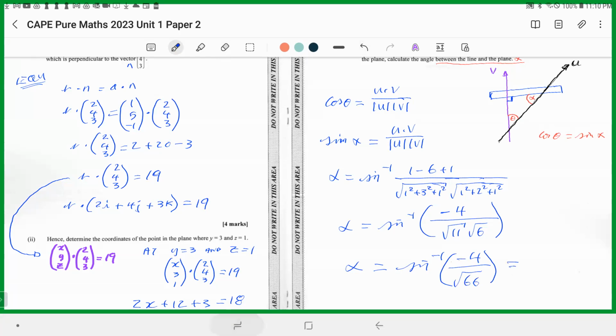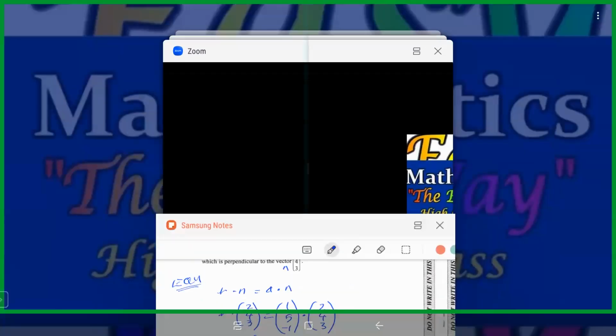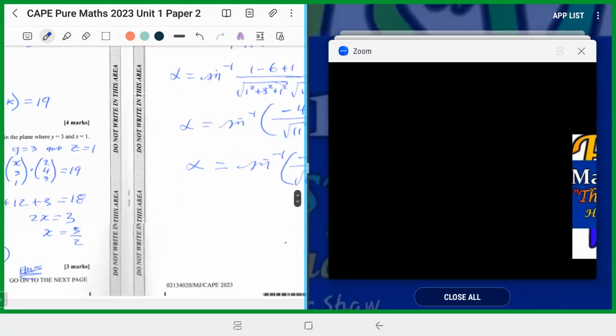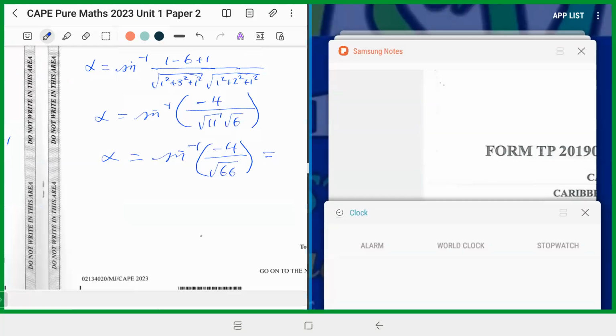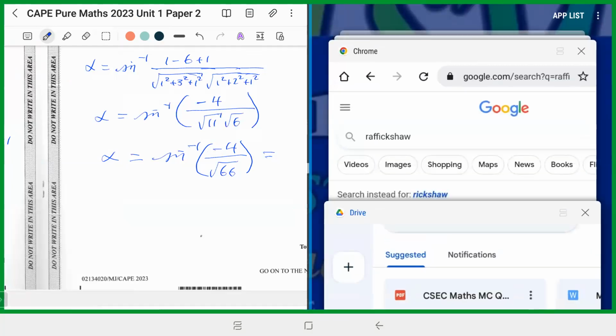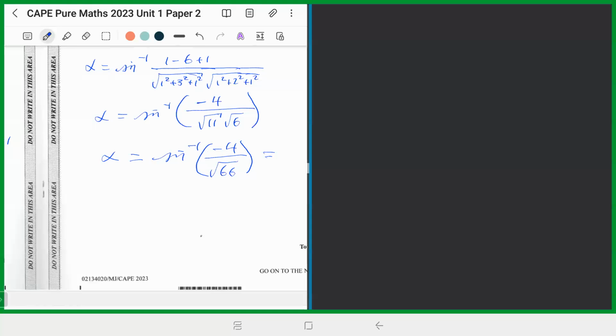And then let's work this out with the calculator. Let me see what I get. Here's my calculator. Let's do it the way you're supposed to and see what we get. Here you are.